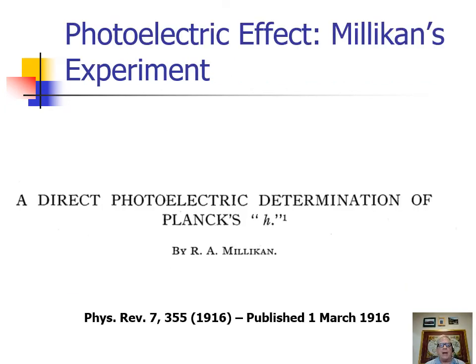Let's take a look at how one actually does a photoelectric experiment. The first successful one to verify Einstein's equation was done by Robert Millikan, who was the same person that discovered the quantization of charge on the electron. It took until 1916 before this experiment could be done. It was quite a subtle experiment. It involved working with metals that had to be very pure, and they had to be done in a vacuum.